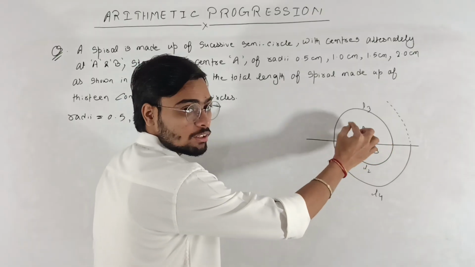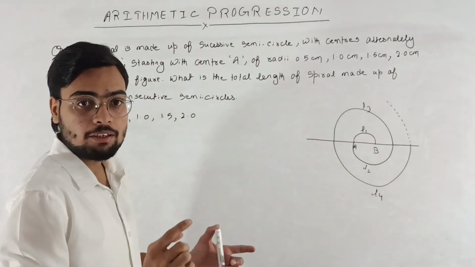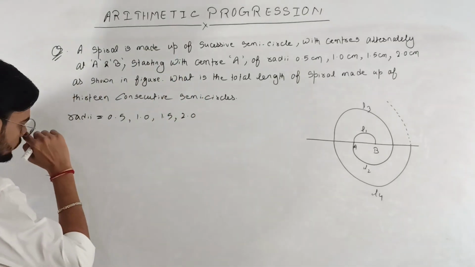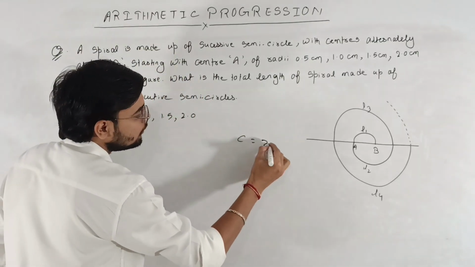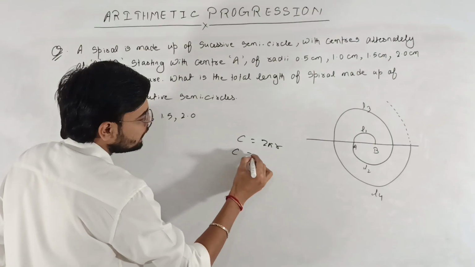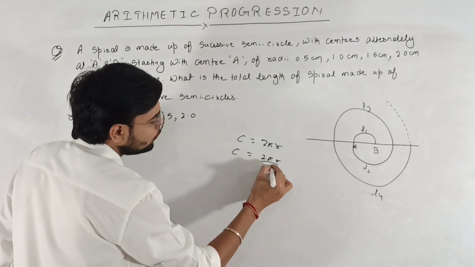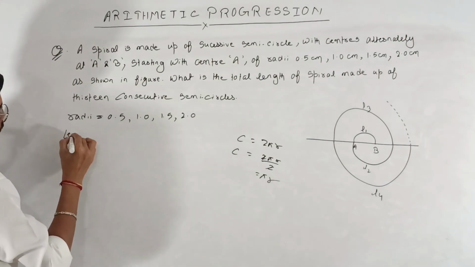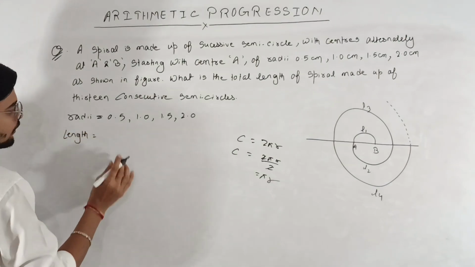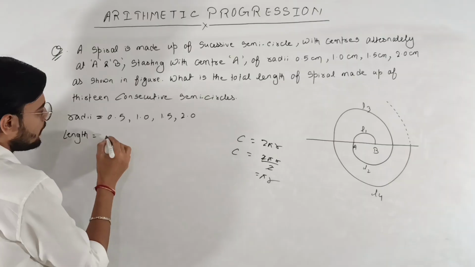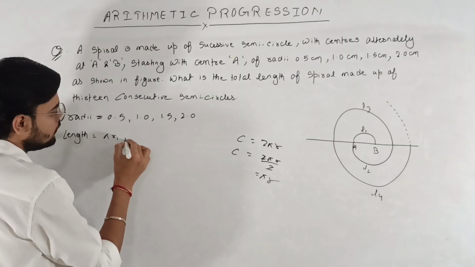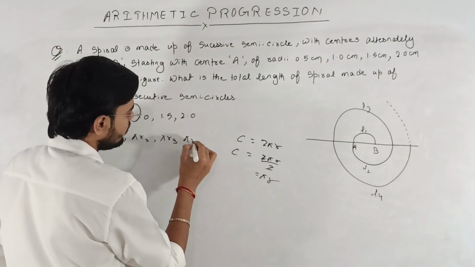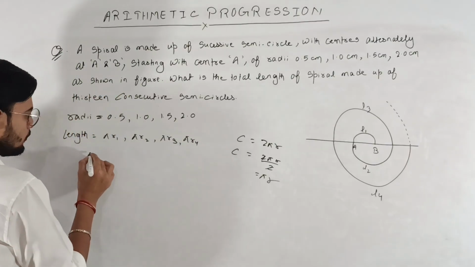So the length of this semicircle is what? Length means perimeter, and the perimeter of a semicircle, which is the circumference of a semicircle, is pi r. The circumference of a circle is 2 pi r. So the circumference of a semicircle is what? 2 pi r upon 2, therefore pi r. So now look, the length is pi r. So I write here pi r1, pi r2, pi r3, pi r4.